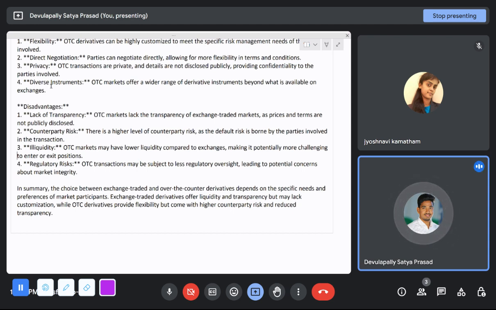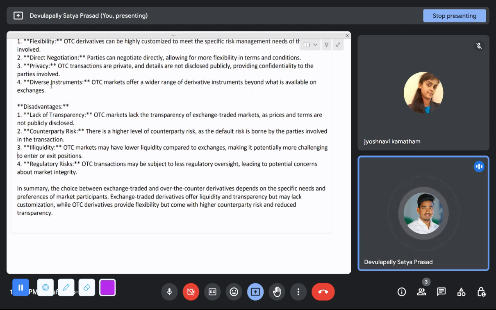There is a very high counterparty risk, because the other party need not oblige to the agreement, since it is directly traded. If the other party runs away, you can't chase him, or you can't put any case. Those things take a lot of legal complexity, and it is not worth the time. So because of that, there is a lot of counterparty risk.